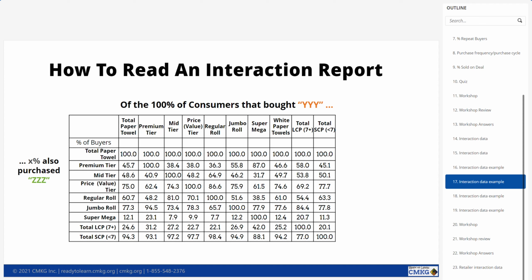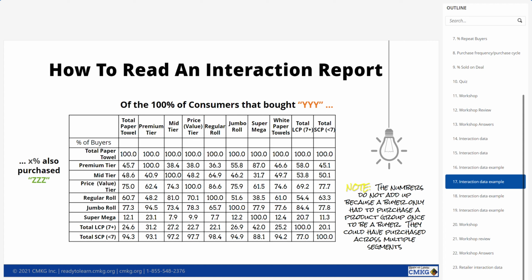For example, of the 100% of buyers that bought total paper towels, 45.7% of them purchased the premium tier. 48.6% of them purchased the mid-tier. And 75% of them purchased the price or value tier over the time period. You can see that the numbers do not add up because a buyer only had to purchase a product group once to be a buyer, so they've purchased across multiple segments. But the highest percentage of buyers that purchase paper towels purchase value tier paper towels.